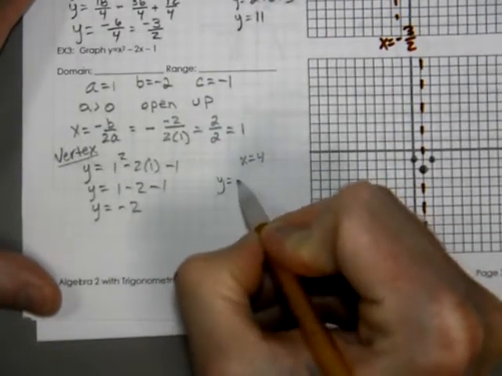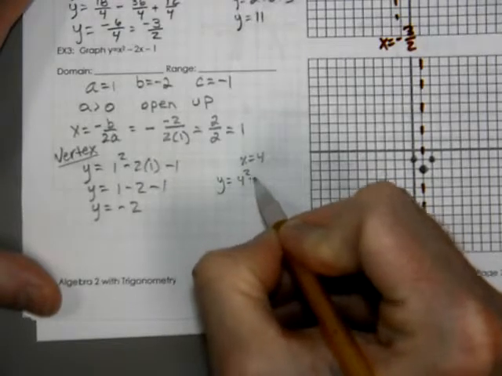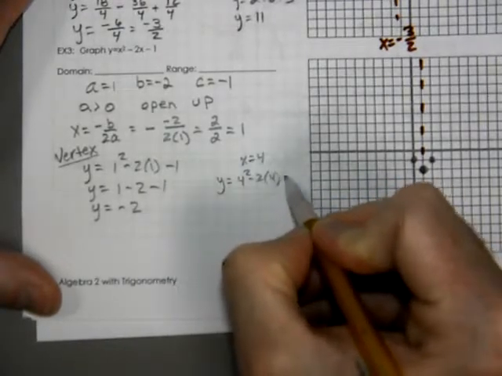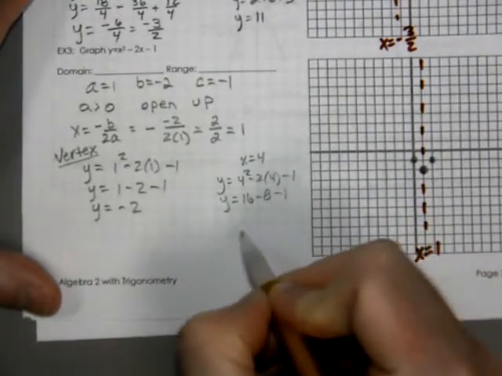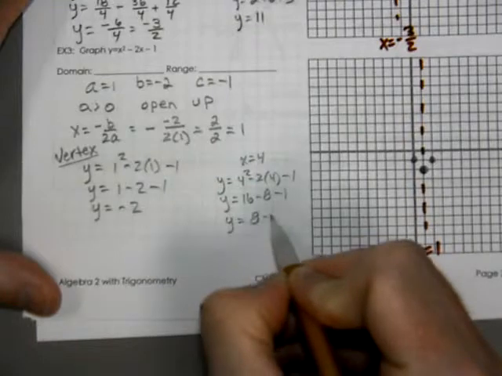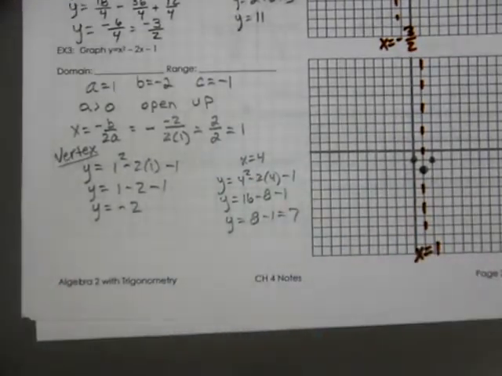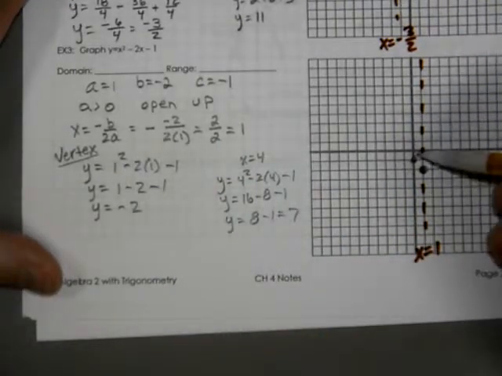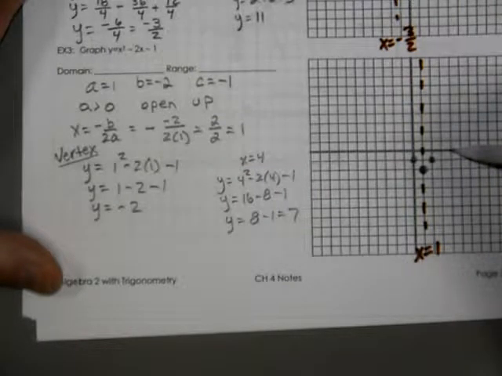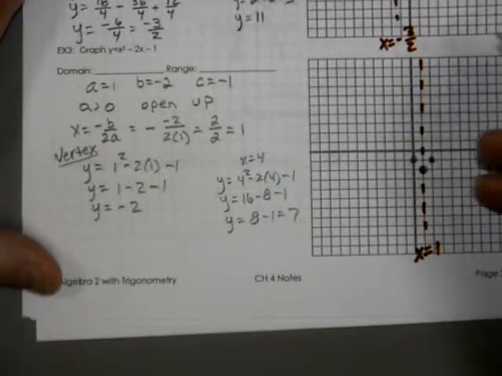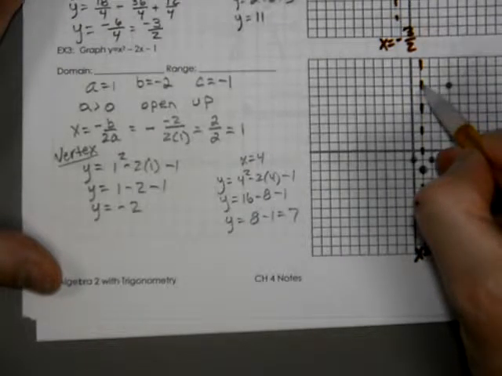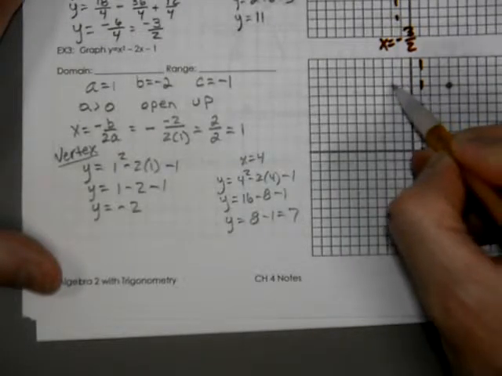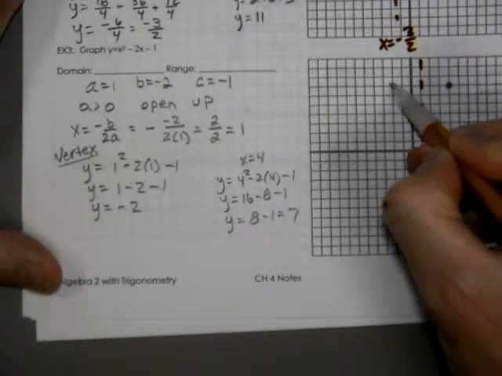So y equals 4 squared minus 2 times 4 minus 1. 16 minus 8 minus 1. So I get a value of 7. So when x is 4, I'm up at 7. I am 3 units from the axis of symmetry, so I'm going to go 3 units past the axis of symmetry.